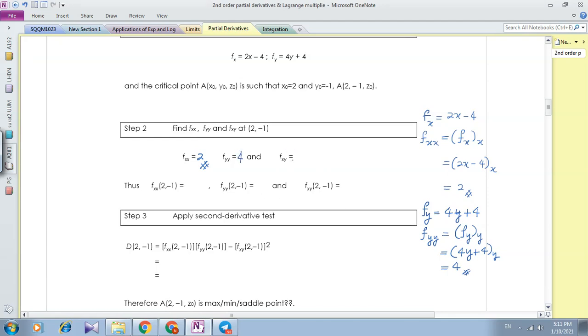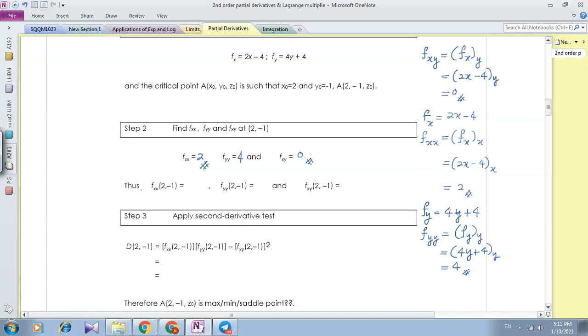And finally, fxy. Let me write on top here. fxy means finding the partial derivative with respect to y of fx. So this is 2x minus 4. Find the partial derivative with respect to y, and we can see that there is no y here, so this is straight away 0.